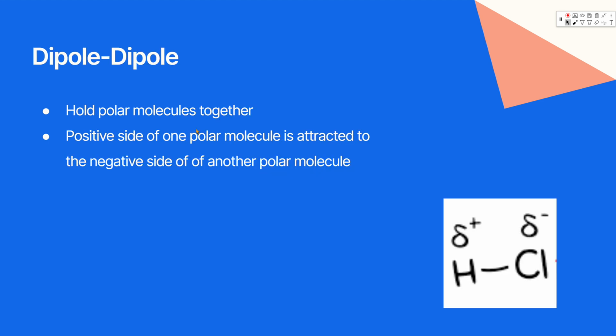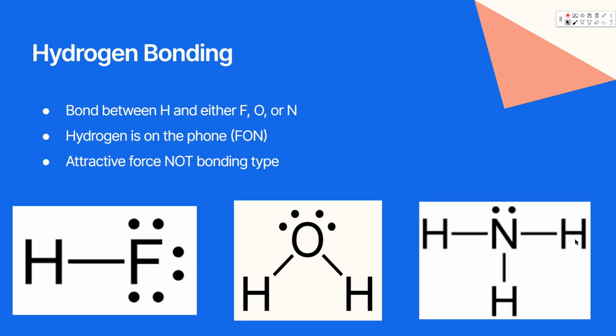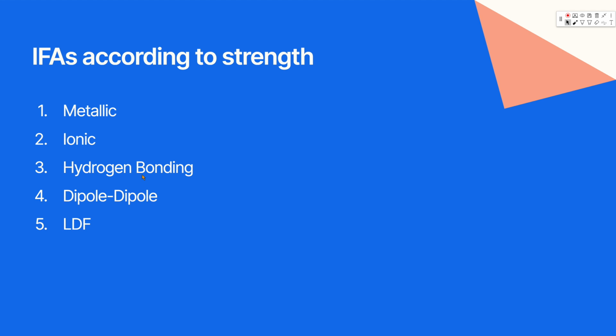Dipole-dipole. These are what hold polar molecules together, and the positive side of one polar molecule is attracted to the negative side of another polar molecule, like how the positive side of hydrogen is slightly attracted to the negative side of chlorine in HCl. Hydrogen bonding is a bond between H and either F, O, or N, or fluorine, oxygen, or nitrogen. Hydrogen is on the phone is an easy way to remember this. And keep in mind this is an attractive force, not a bonding type.